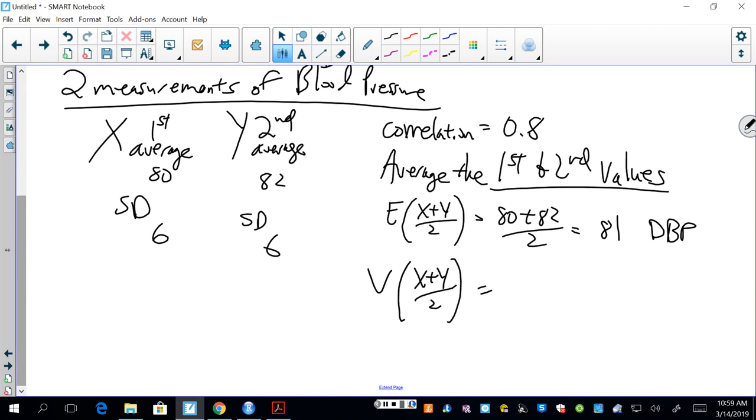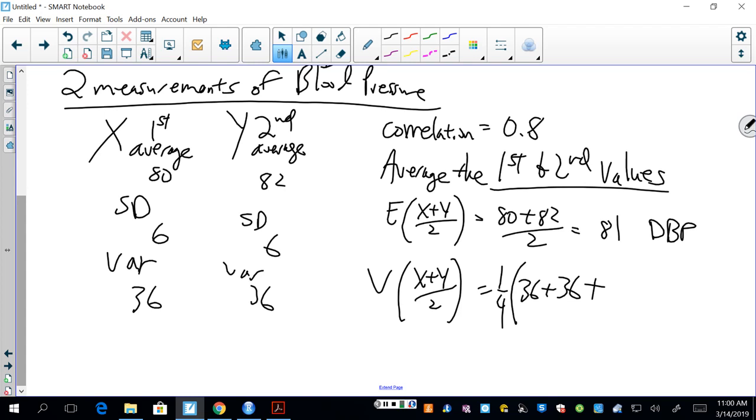What's the 1/4? And the variance of x. If the standard deviation is 6, the variance is 36. Same thing over here: the variance is 36 for the second one. So there's 36 for the variance of x, 36 for the variance of y. But that's not the end of the story. There's more to it. We have to have the covariance in there.